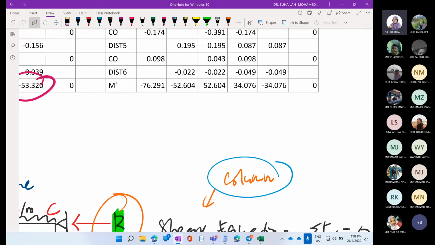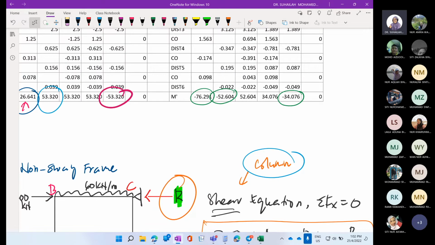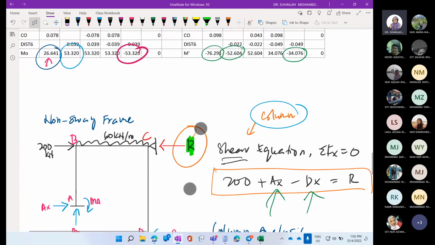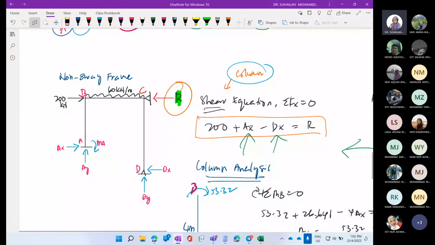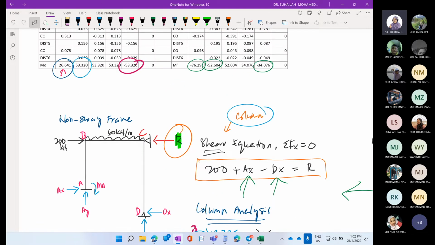Okay, so we have to repeat the same process. Using this as MAB, this as MBA, and this as MCD, using the same concept. Okay, the same step. Of course, the second diagram is referring to diagram D. Repeat the same process and you will get R prime value.